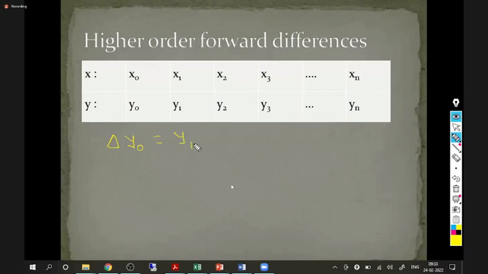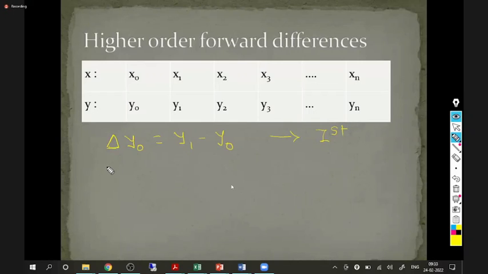Y1 minus y0. So we are taking delta of y0. Next minus the same value gives us delta y0 there. So this is first order. This is the first order difference. It's just like a first order derivative. You can compare it like that.